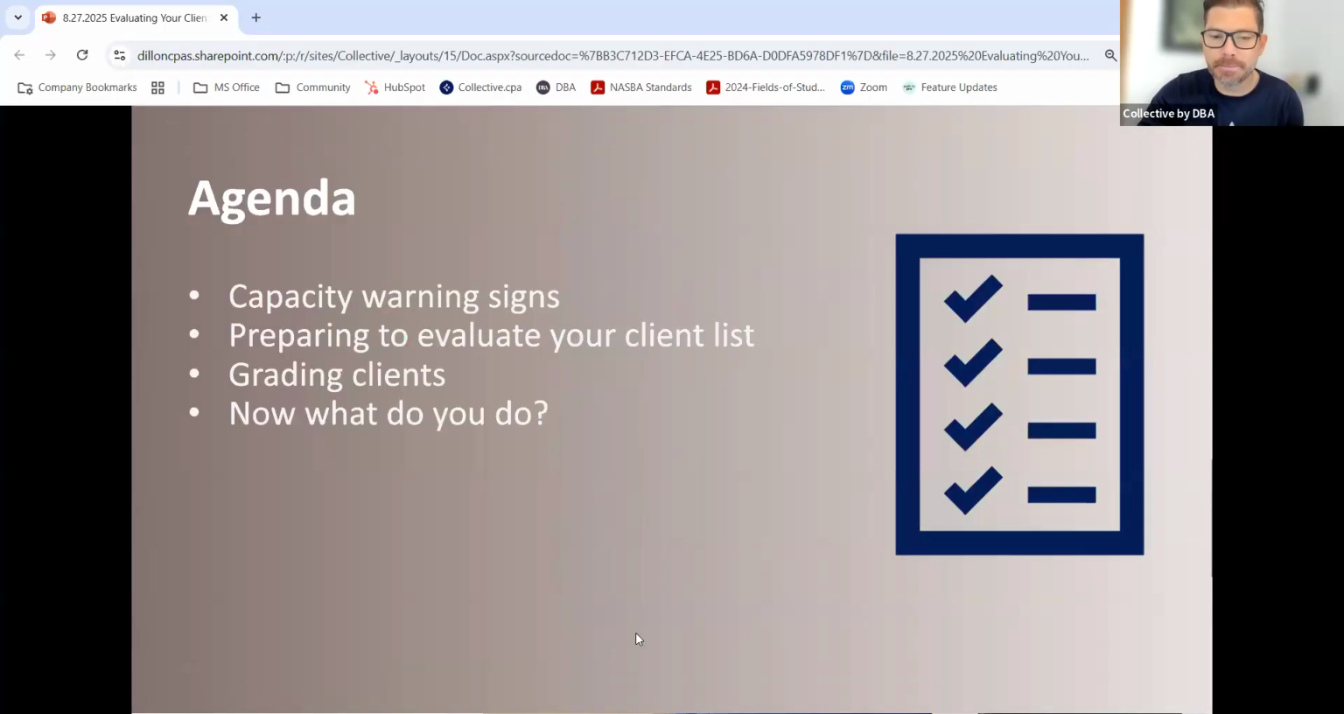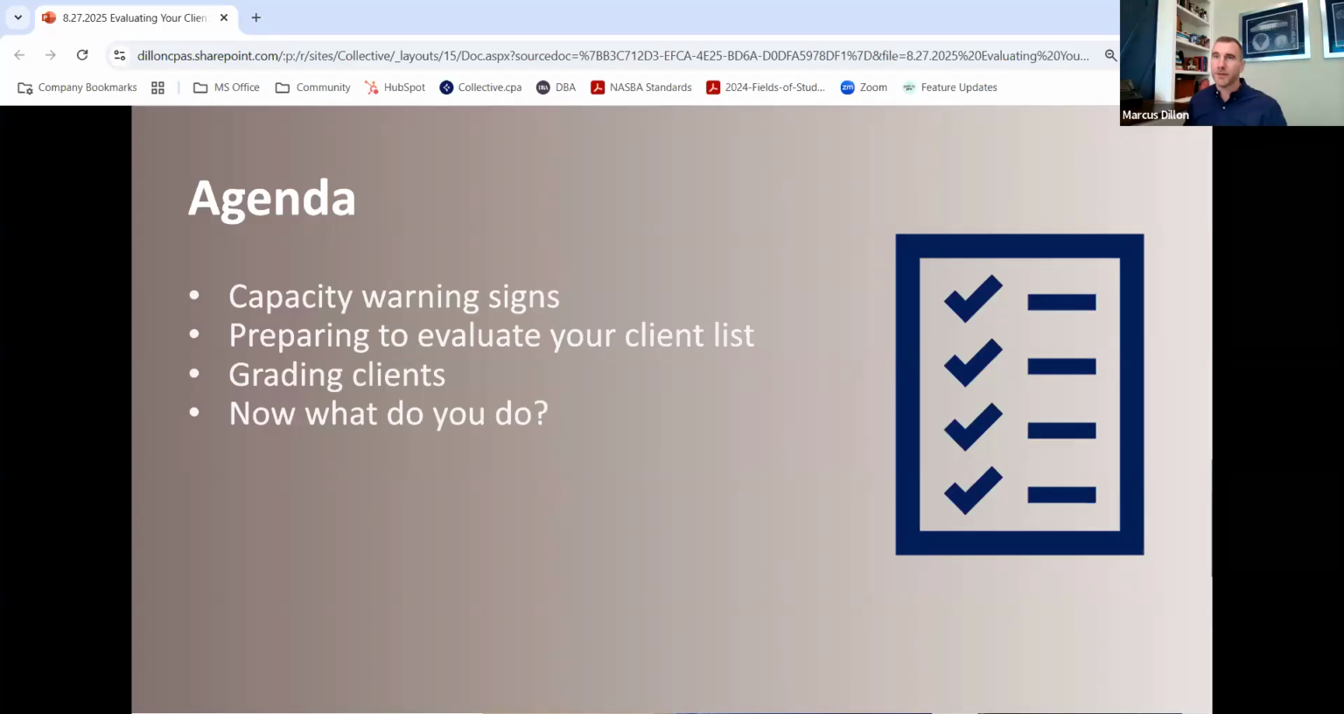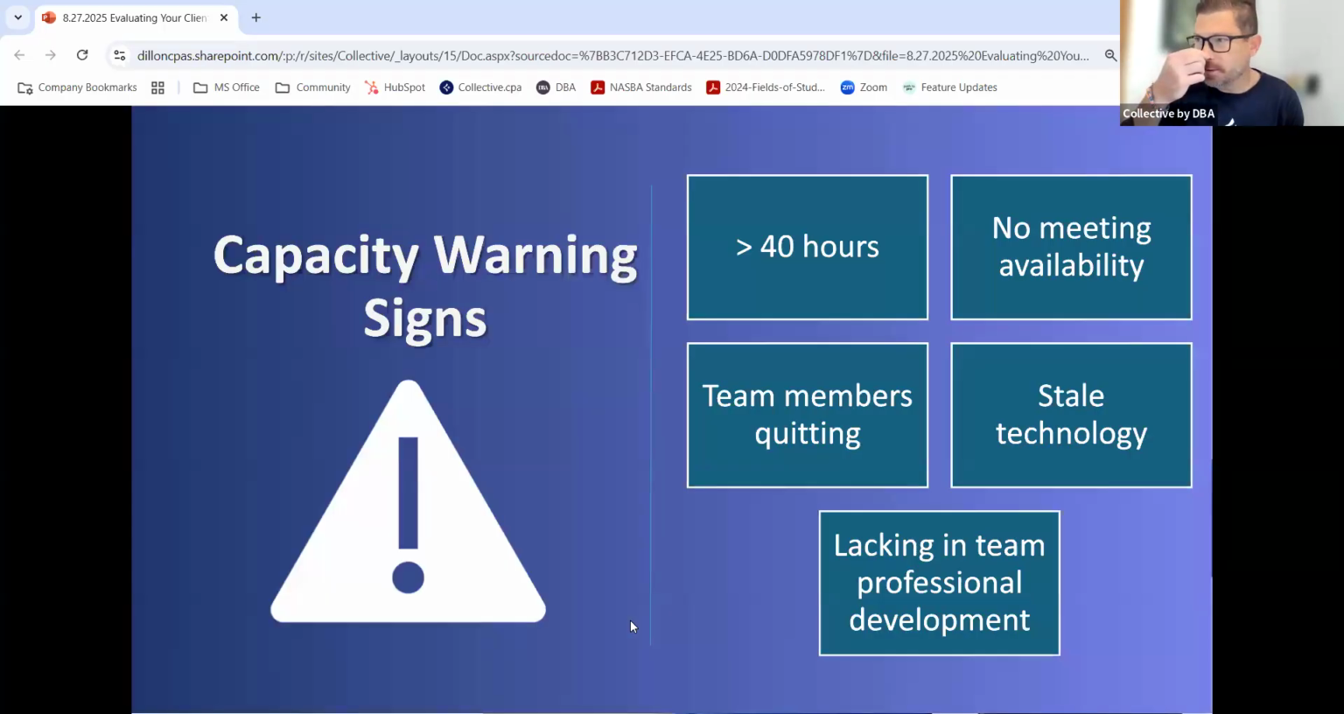So here's our agenda. The beginning slide talked about helping solve capacity challenges in the firm, and we've got a good graphic for that. We'll talk about capacity warning signs in the firm. Then we're looking at preparing to evaluate your client list. Then we'll talk about grading clients. And then we'll talk about what you can do at the end. So, Marcus, does that make sense to you? It seems like a great hour of conversation, Ben, and it makes a lot of sense. Okay, well, good. Let's keep the momentum going, Marcus.